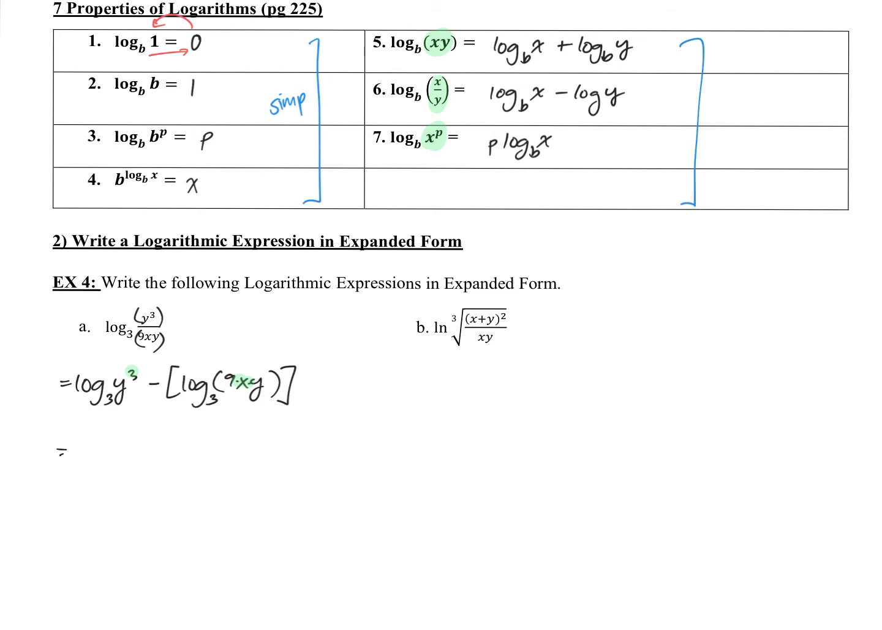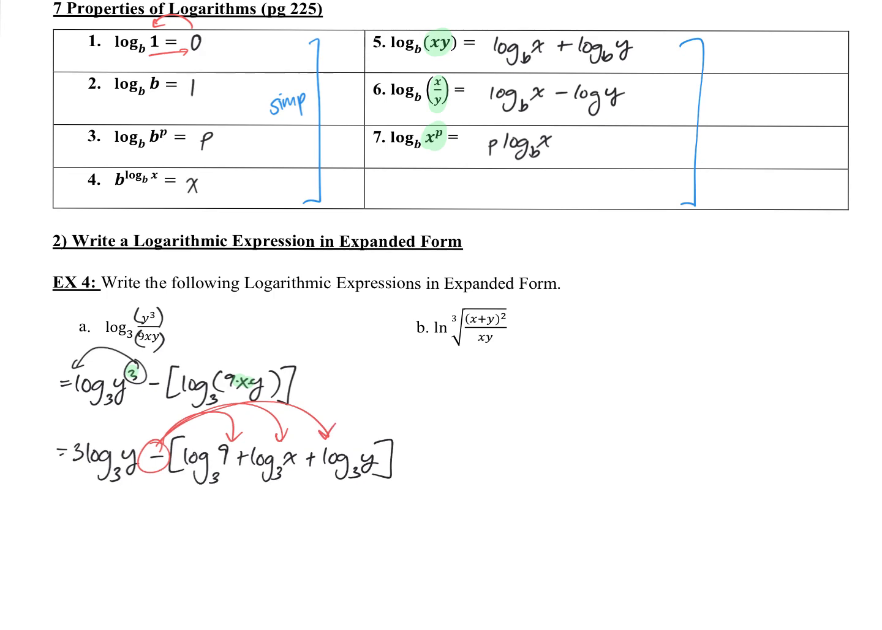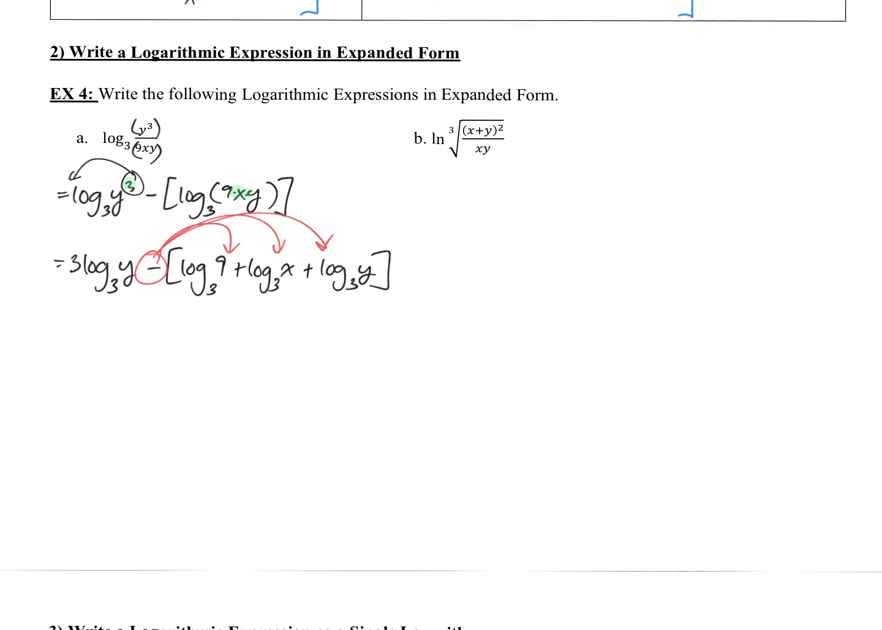So we'll go ahead and bring that 3 out front. So we have 3 log base 3 of y. How do we do that? Once again, we just brought it to the front using the power rule. Next, we'll go ahead and split this logarithm up using the product rule. Log base 3 of 9 plus log base 3 of x plus log base 3 of y. And once again, I used my parentheses because we needed to use this negative and distribute it to all 3 of them. That is another common mistake sometimes students make. They forget to use those parentheses.